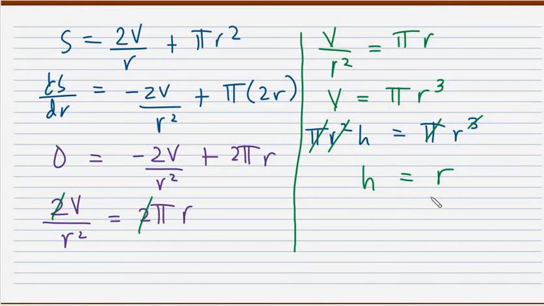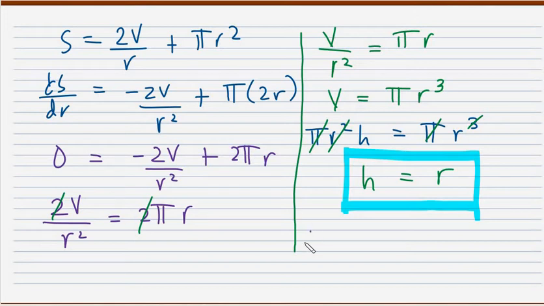The height is equal to the radius. So what does that mean again? Our problem is to find the most economical proportion of the cup. Therefore, the most economical proportion of a cup is where the height of the cylindrical cup should be equal to the radius, in order to use the minimum amount of material.